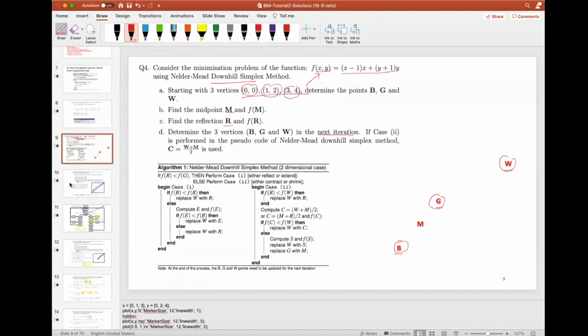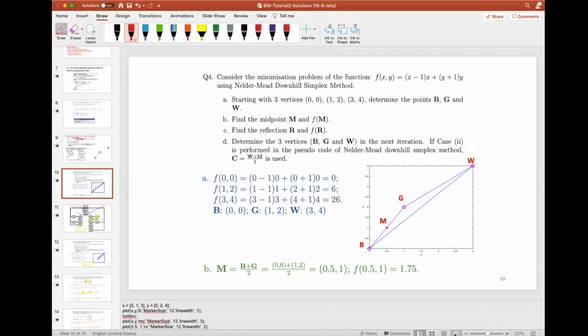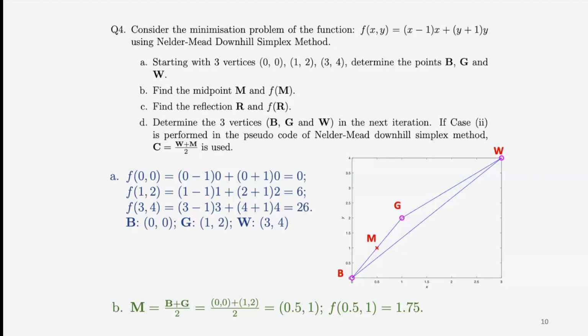Okay, now let's see what we are doing. According to my finding, substituting the first point into this function gives you a cost of 0, and the same for the other 2 points. According to the cost, this one will be the best point, this one will be the good point, and this one will be the worst point. I put it in this figure. Based on this information, I apply this equation, and then I'm able to find the midpoint.